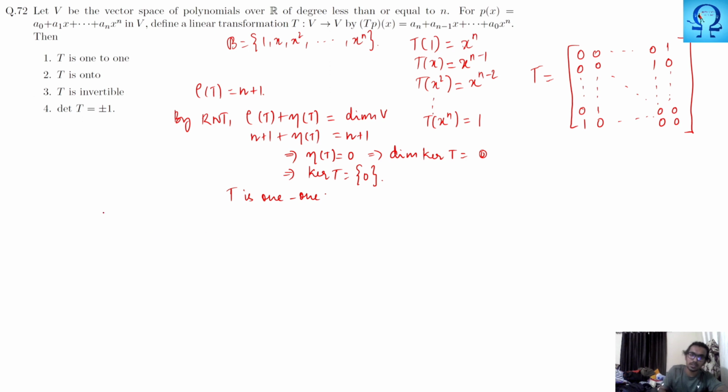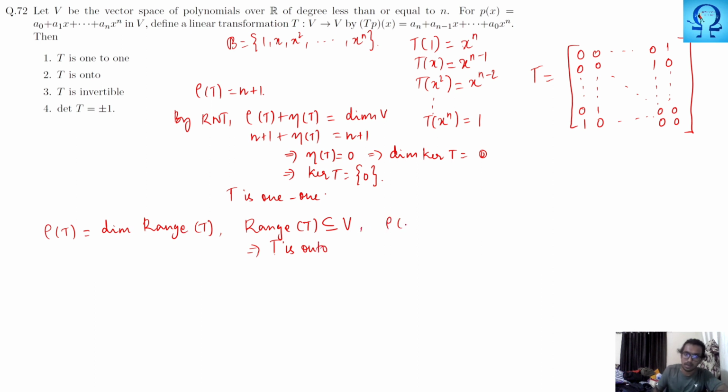What is the range of T? The rank of T is the dimension of the range of T. We know that the range of T is a subspace of the codomain, which is V here. So the range of T is a subspace of V and they both have the same dimension. The rank of T is the same as the dimension of V, which tells us that the range of T is the entire V. Therefore T is onto.